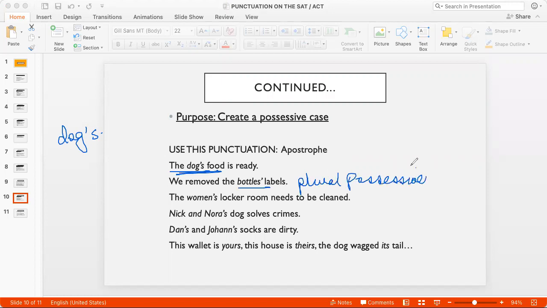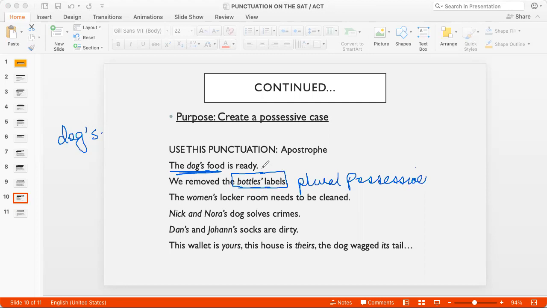Like when I say we removed the bottles' labels, I'm talking about the labels of more than one bottle. I put the apostrophe after S, as I have done here, right? The apostrophe will go after S.